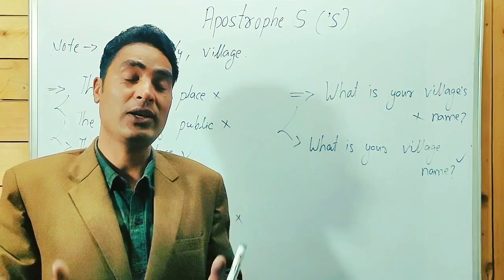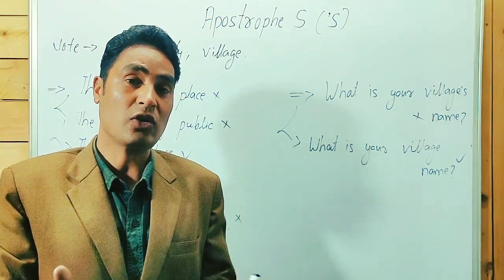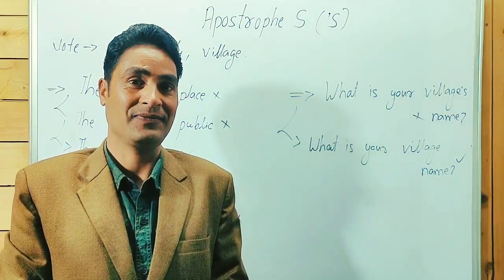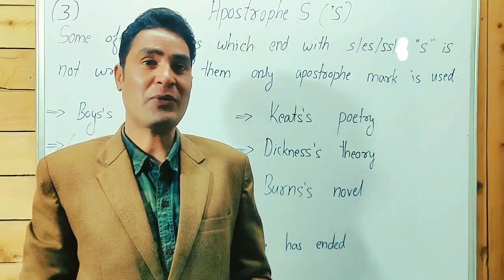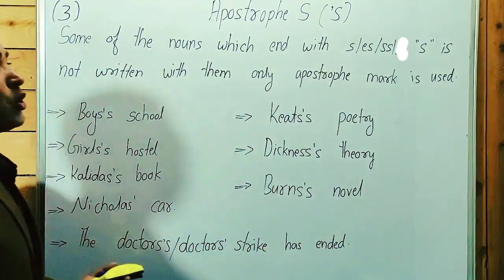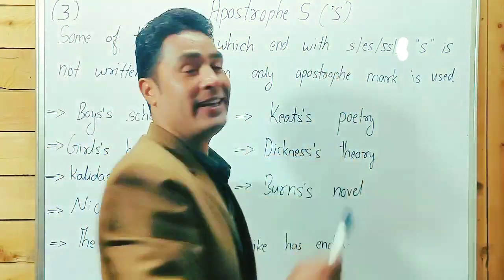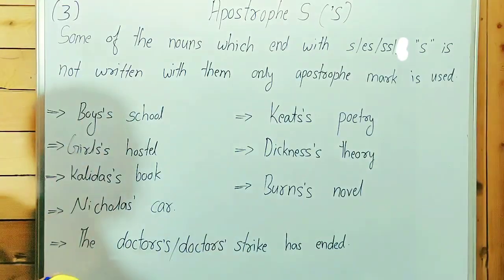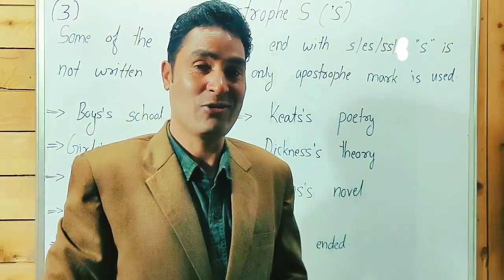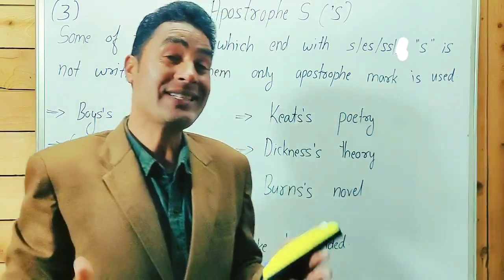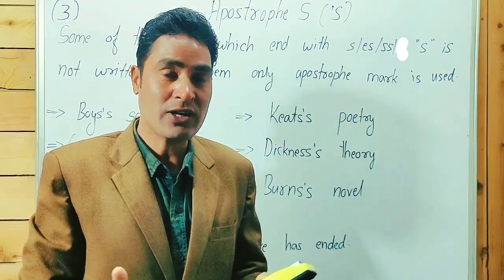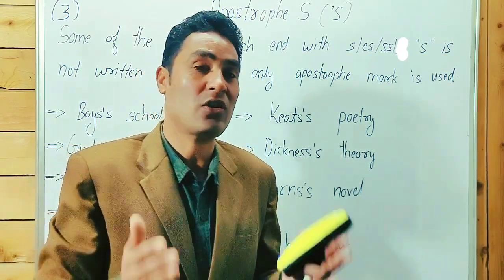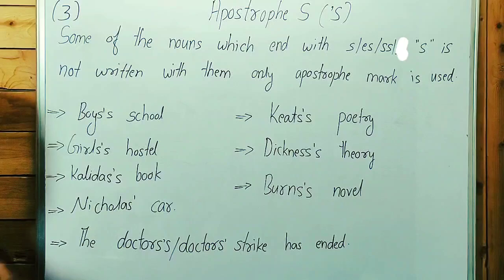Third use, when do we use apostrophe s, and when do we use only apostrophe without s. Apostrophe s, rule number three. Some of the nouns which end with s, the double s is not written with them. Only the apostrophe mark is used. What do you mean by that? Some of the nouns which end with an s sound. Guys, point to be noted, which end with an s sound, s is not written with them. Only the apostrophe mark is used.